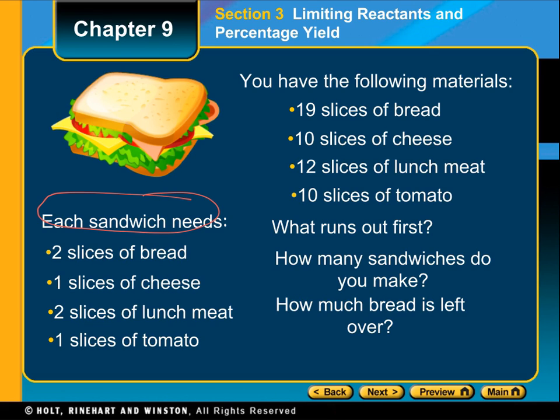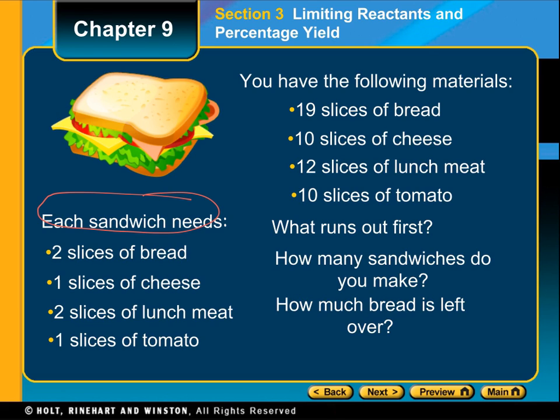And in your pantry or in your house, you have 19 slices of bread, 10 slices of cheese, 12 slices of lunch meat, and 10 slices of tomato. A limiting reactant problem would ask you the question, which runs out first? So what you need to do is compare what you have and what you need, and figure out which item, line by line, runs out first.